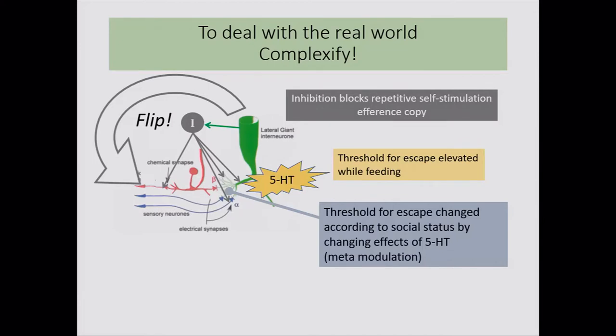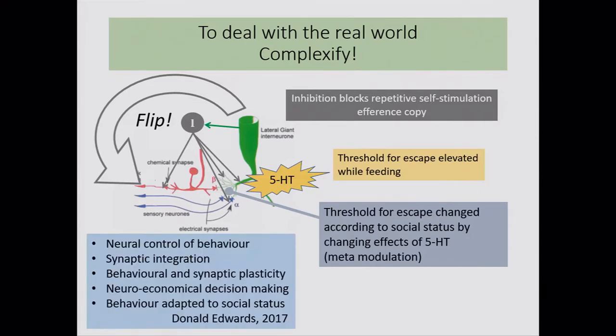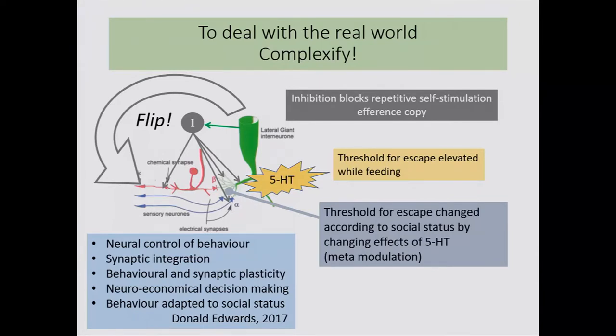To be effective in the real world, and make sure that the crayfish's behavior is well adapted for its situation and to avoid disastrous consequences of your own actions, you need to have interactions within the circuit that take care of this. And of course, Donald Edwards has a nice review on this in which he shows that the 25 years of work on this so-called simple circuit produced fundamental principles of the neural control of behavior, of synaptic integration, of synaptic plasticity, neuroeconomic decision making, and social behavior.